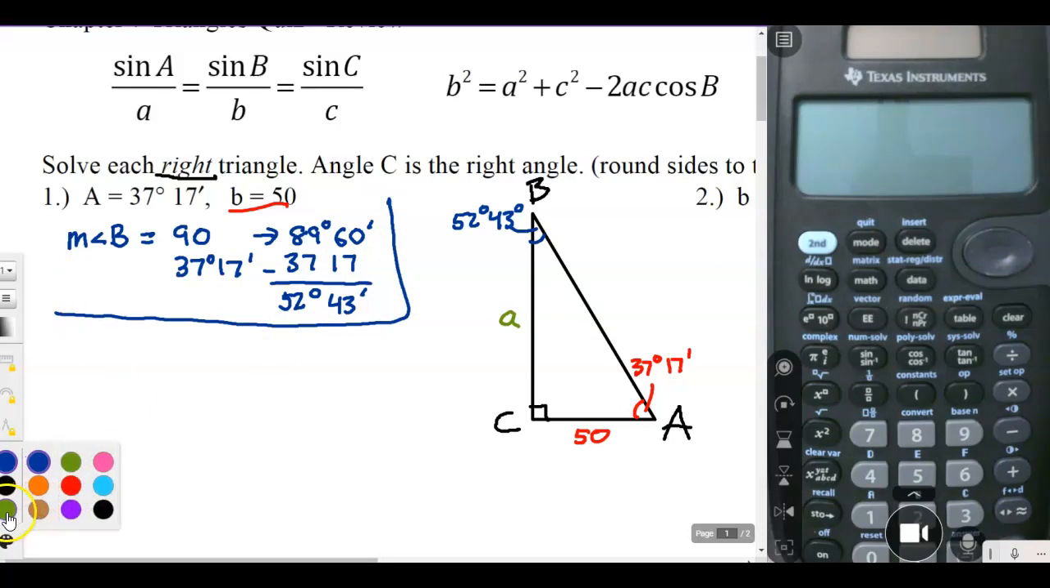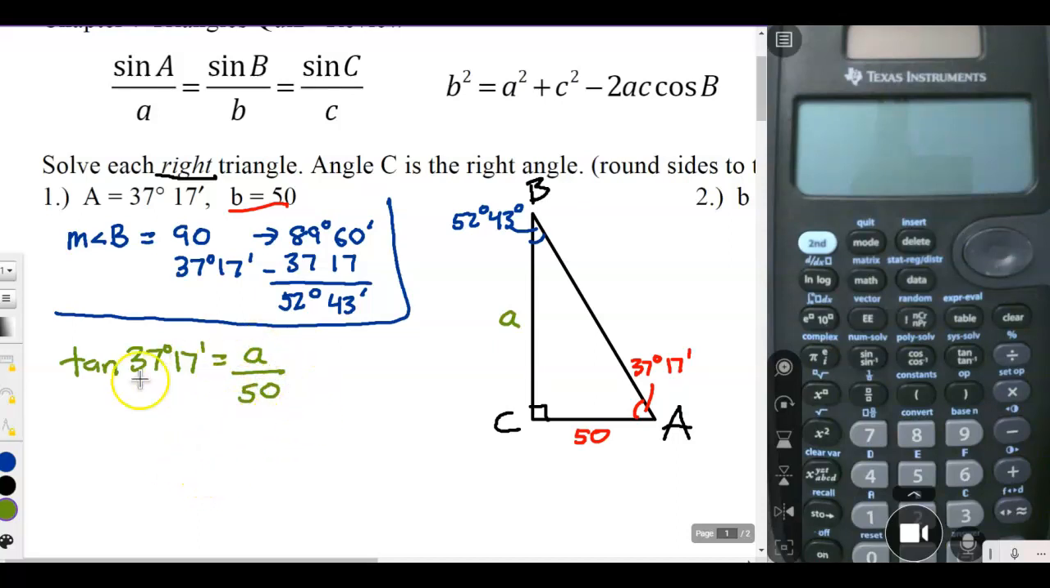So that was step 1. Do step 2 in green. I can use, let's say, this angle A and do opposite over adjacent. That would be tangent. So I can just say the tangent of 37 degrees, 17 minutes is going to be equal to the opposite over adjacent. I just really need to multiply both sides by 50, and it's a shorter calculation than law of sines. Not that the law of sines would give you a different answer, it's just a little bit shorter.